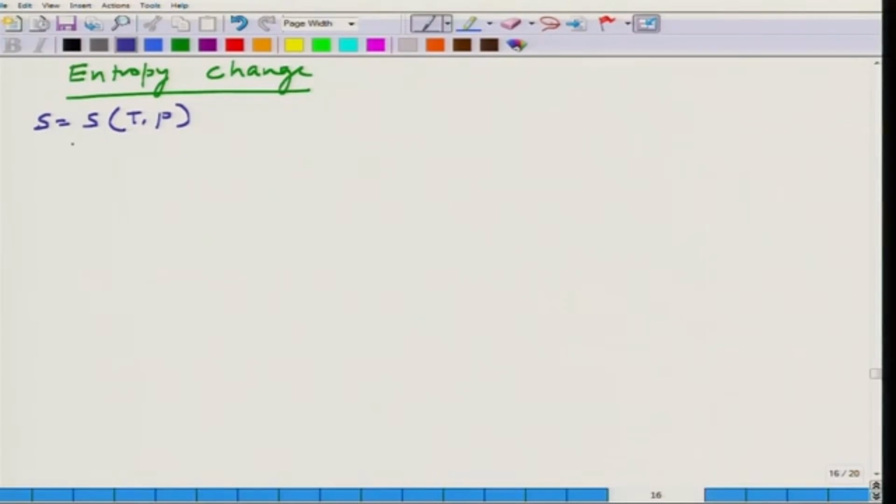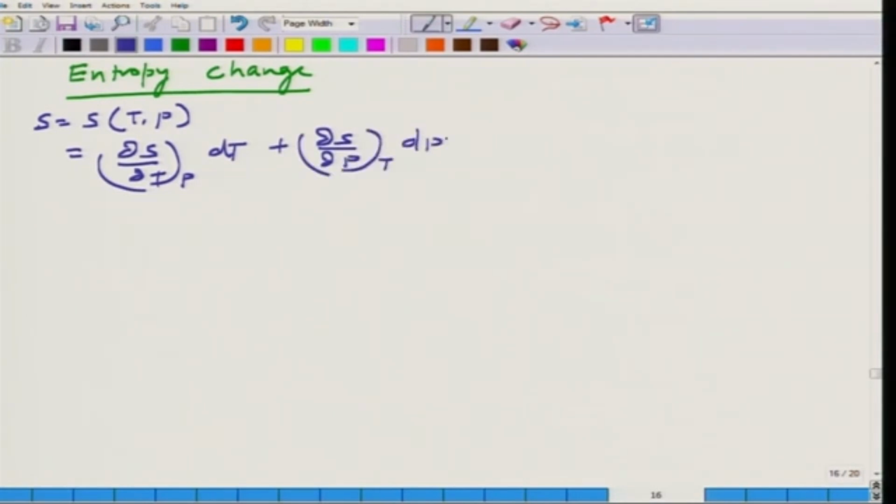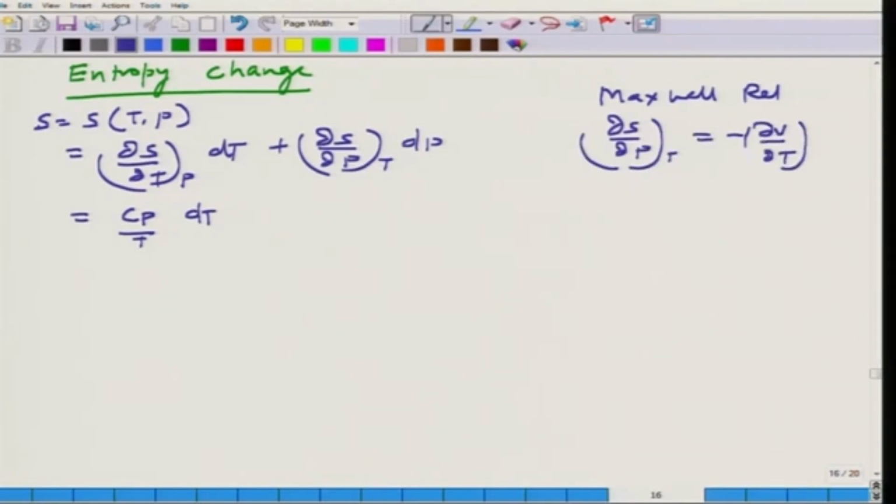Now we will take a look at how to calculate entropy change. Let us consider S as a function of T and P, and this we can write in terms of partial derivatives, dS equals del S by del T at constant P dT plus del S by del P at constant T dP. The first we already know, this is nothing but your Cp by T dT. Now here we have to make use of a Maxwell relation. So the Maxwell relation tells us that del S by del P at constant T is minus del V by del T at constant P.